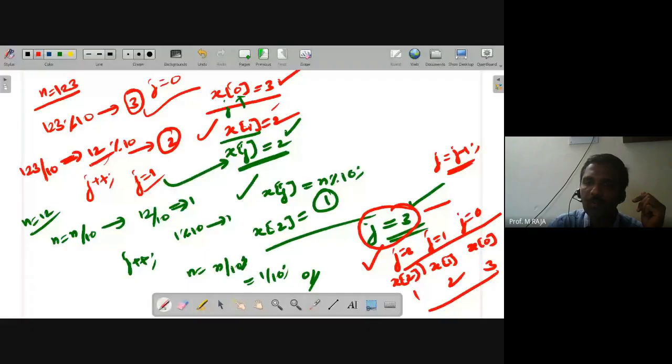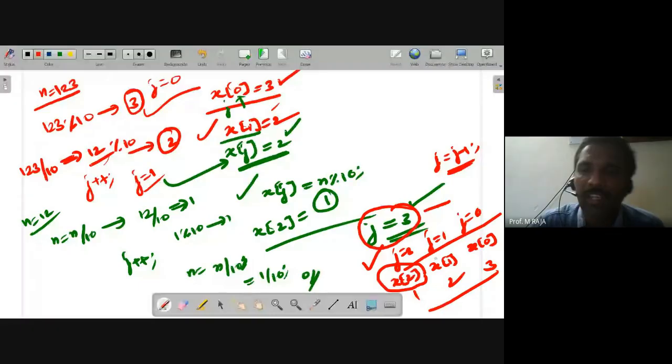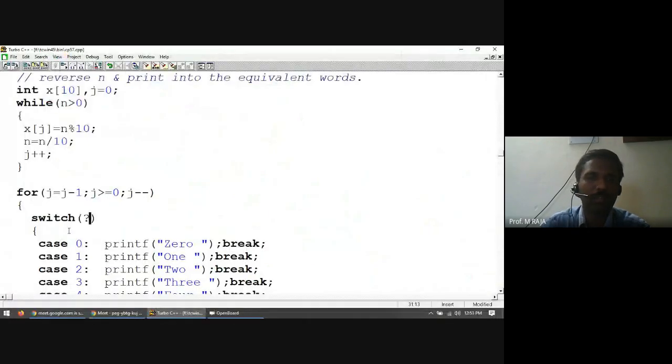X of 2 is already assigned the integer 1. Next, x of 1 is already assigned the integer. X of 0 is already assigned the integer. So what happens when you put the expression? Can you tell the expression here? What needs to be replaced in the question mark?